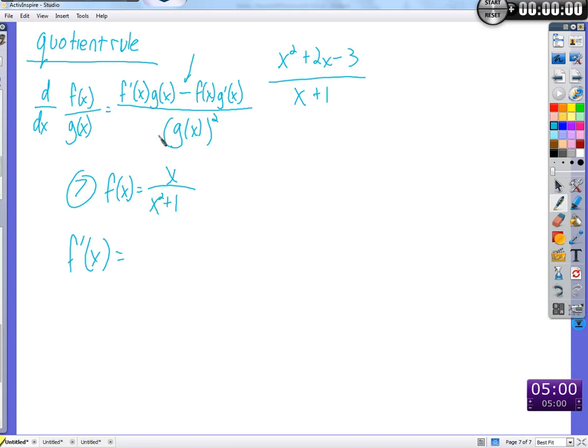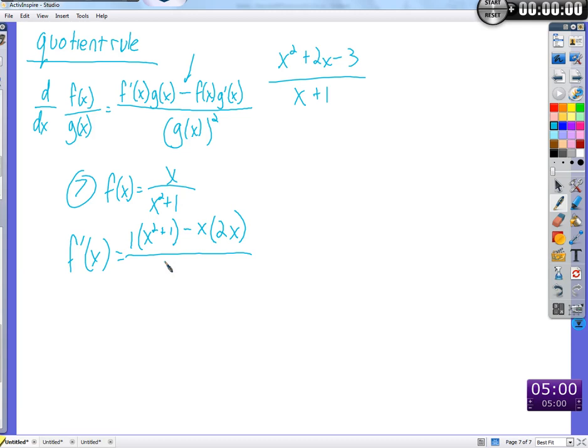So f prime, right? That's first, what's f prime? 1 times g of x, that's just x squared plus 1, minus f of x, which is x, times g prime of x. What's g prime of x? 2x. Just 2x. Over g prime squared, which will be what? 2x squared, which is 4x squared. 2x squared? No, it'd be 4x squared. 4x squared?